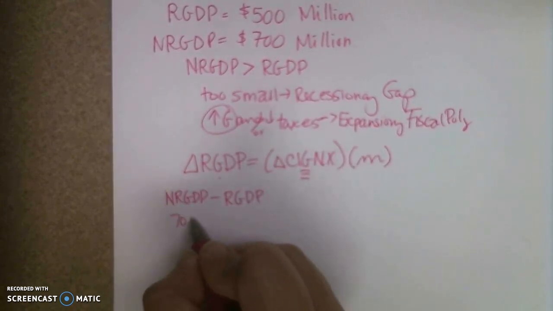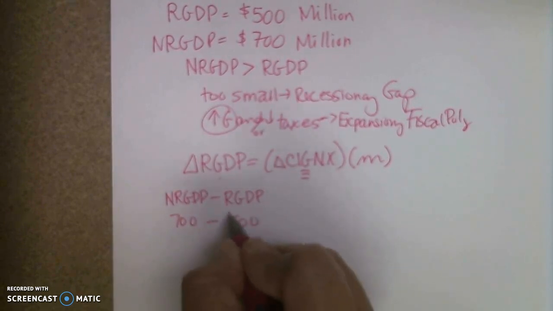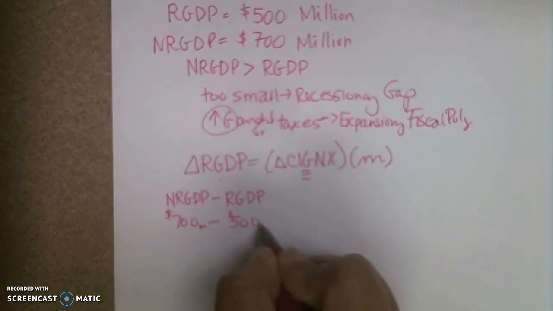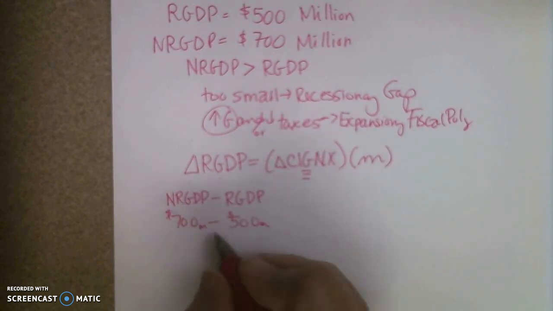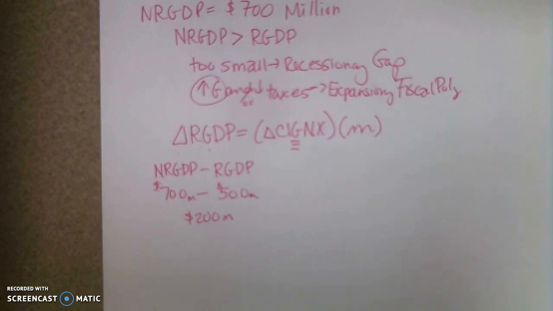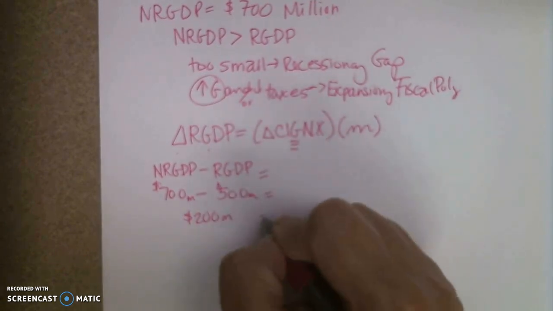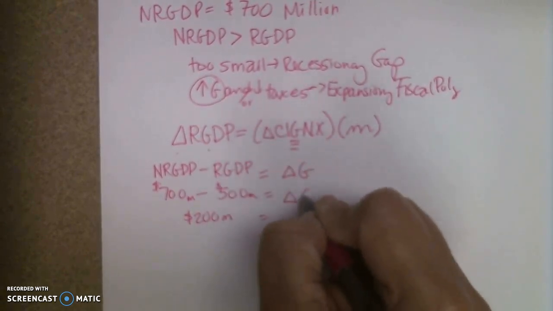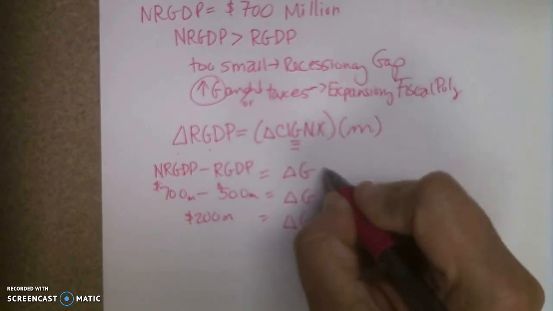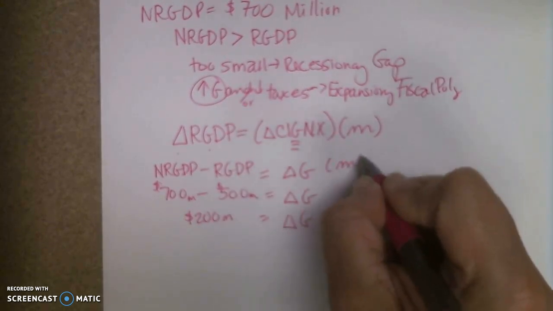So we'd have 700 minus 500, and again, you can put the million in there. I'm just going to put M, which gives me a change in real GDP of 200 million. All right, so I'm solving for the change in government spending, so I'm just going to leave that next. And I've got to calculate what my multiplier is going to be.